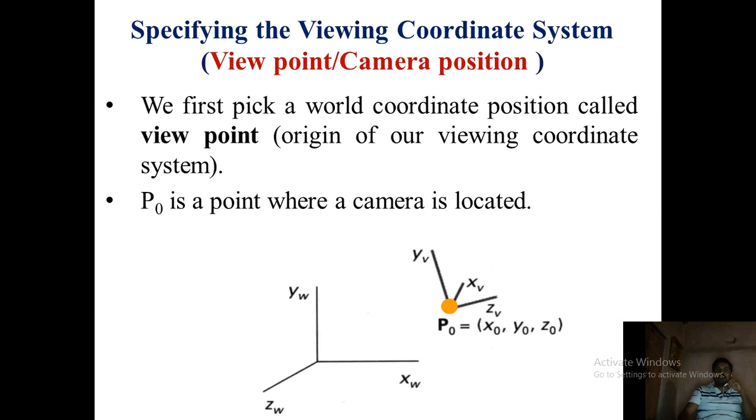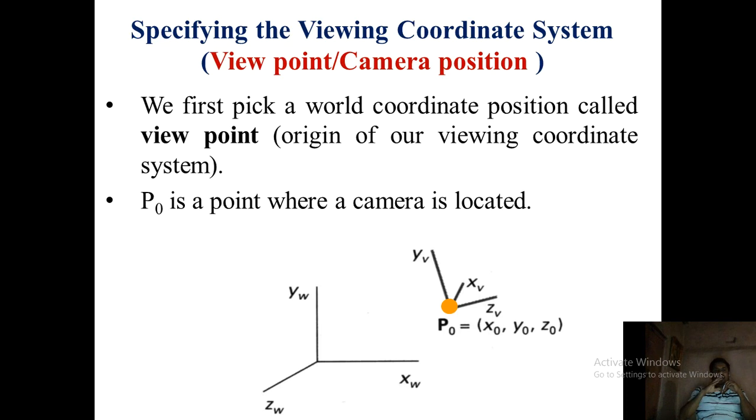Then specifying the viewing coordinate system. Now we have to specify one by one for taking an image. Means we have to go step by step. First, as I told, you have to set the viewpoint, means the camera position. In real life also we do this normally. First we will set the camera.